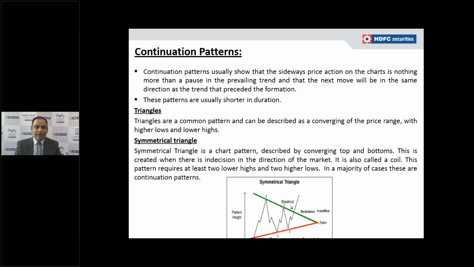The same thing will happen in the triangle pattern. As we can see, a symmetrical triangle. What is symmetrical? As I told you, prices converge from a higher range to a lower range. You can see it from here, the blue line and red line. A symmetrical triangle pattern is described as converging tops and bottoms. This is created when there is indecision in the direction of the market. Once the market moves up and establishes a trend, at some point of time it shows some indecision. During such indecision, such a triangle pattern forms. It is the confusion between bulls and bears, and eventually the trend continues. Here, after moving in a small range, converging, the stock finally broke out on the upper side.